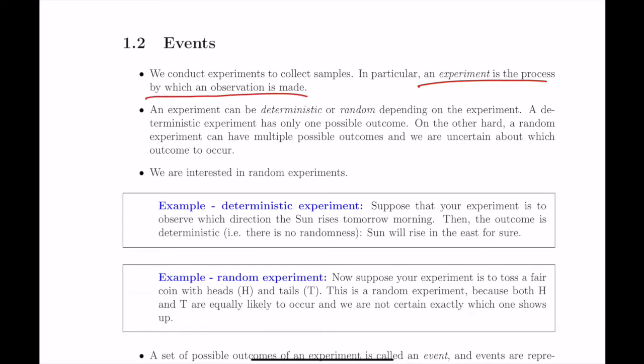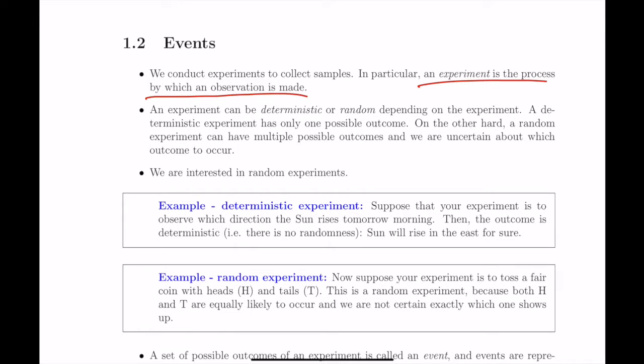An experiment can be deterministic or random depending on the way we conduct the experiments. For instance, if your experiment is to observe the direction where sun is rising, it's a deterministic one. There is no uncertainty in it. We certainly know that sun is going to rise in the east.